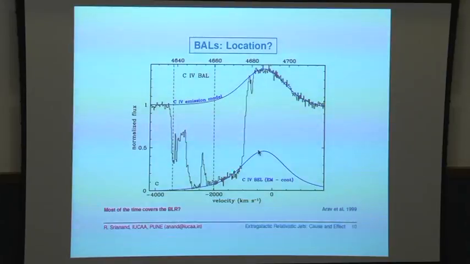This light, what you are seeing in the bottom, is light which is not going through the cloud itself. It's coming from the sides. Which means that the cloud is compact. It covers the central quasar, but it doesn't cover the broad line region. It tells you the location. This goes by the name partial coverage.